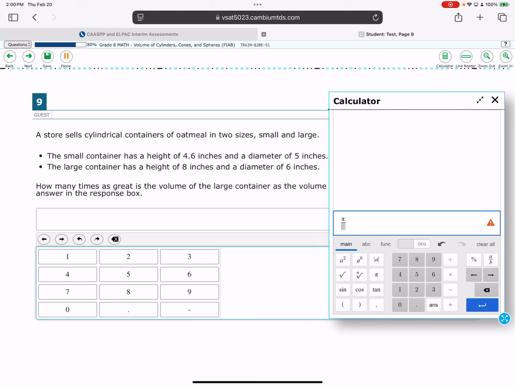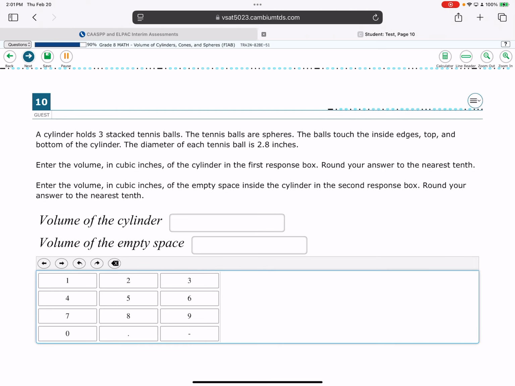So this would be pi times the radius. The radius of the large container is not 6. That's the diameter, so its radius is 3. So pi r squared times 8. That's the large container divided by the small container. The small container is pi r squared. The radius is not 5, the diameter is 5, so the radius is 2.5 squared times 4.6. So on the top, you have the equation for the big one. On the bottom, you have the equation for the small one. If you divide them, that means the big one is 2.50, or 2.5, times bigger than the small one. All right, next problem, and the last one.